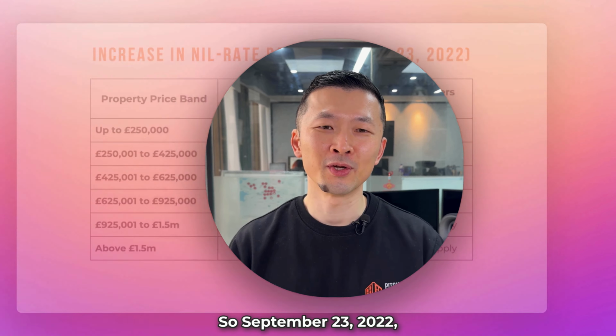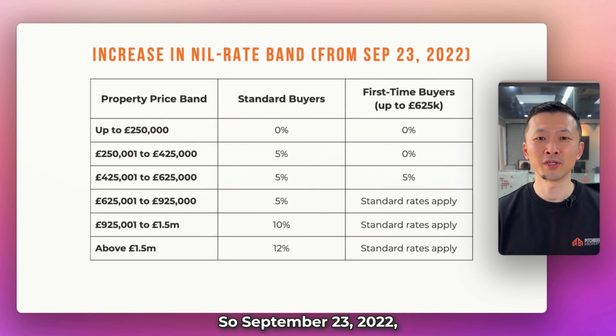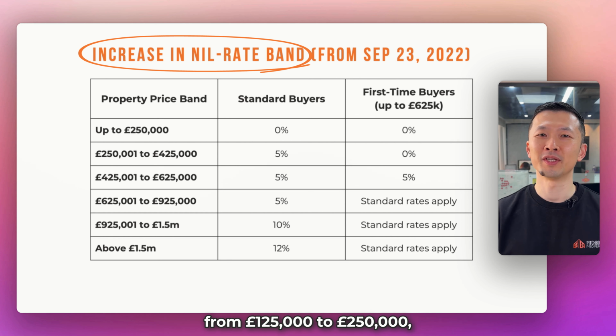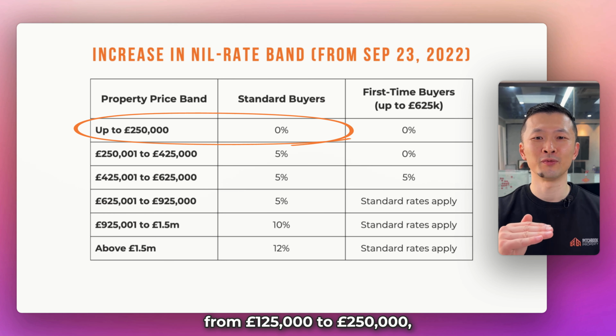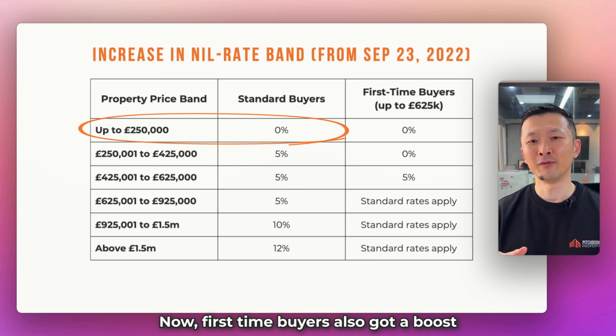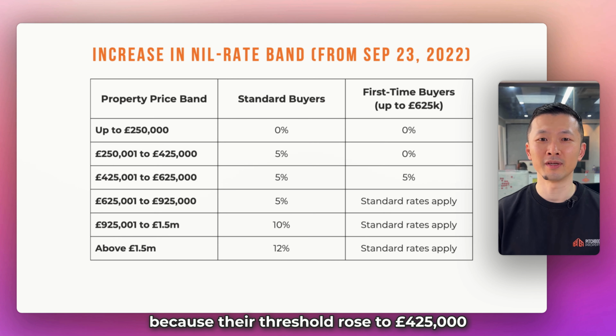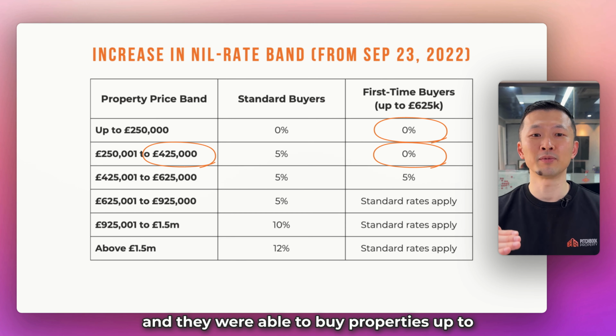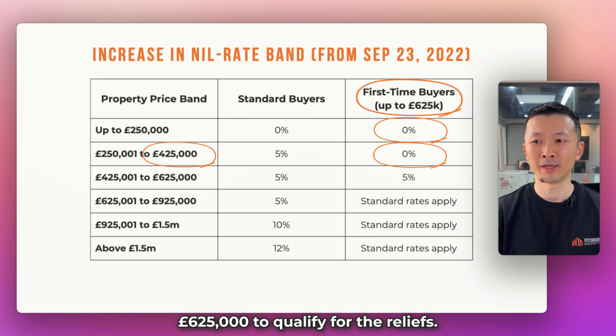Okay, more changes. So September the 23rd, 2022, there was an increase in the nil-rate band from £125,000 to £250,000, which eased the tax burden for many buyers. Now, first-time buyers also got a boost because their threshold rose to £425,000 and they were able to buy properties up to £625,000 to qualify for the reliefs.